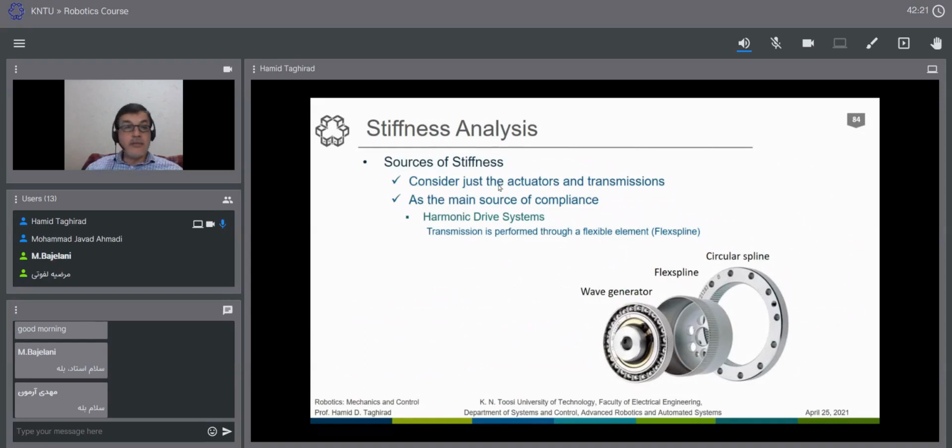As a sample, I am introducing the Harmonic Drive. Harmonic Drive is a specially designed gear system in which the transmission is performed through a flexible element. It has a circular spline, a rigid gear. You can see very, very tiny gears here. And you have a flexible spline. This external element is flexible, it can move.